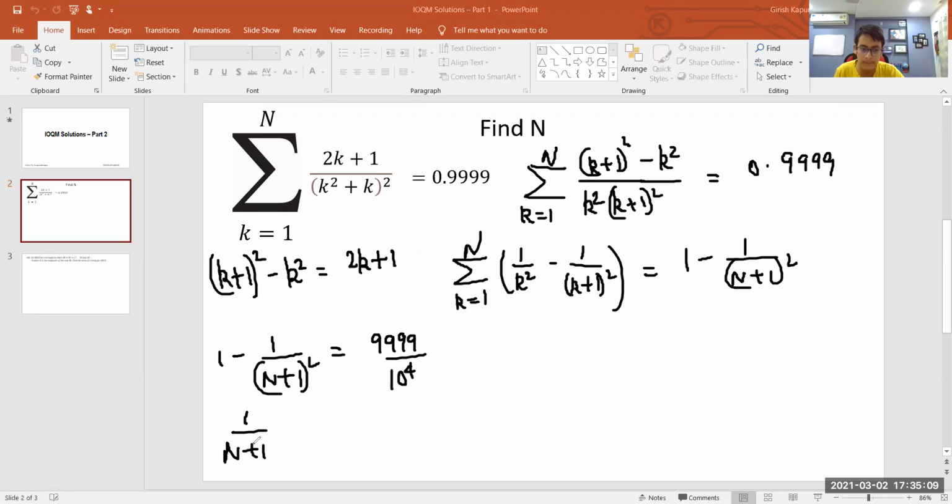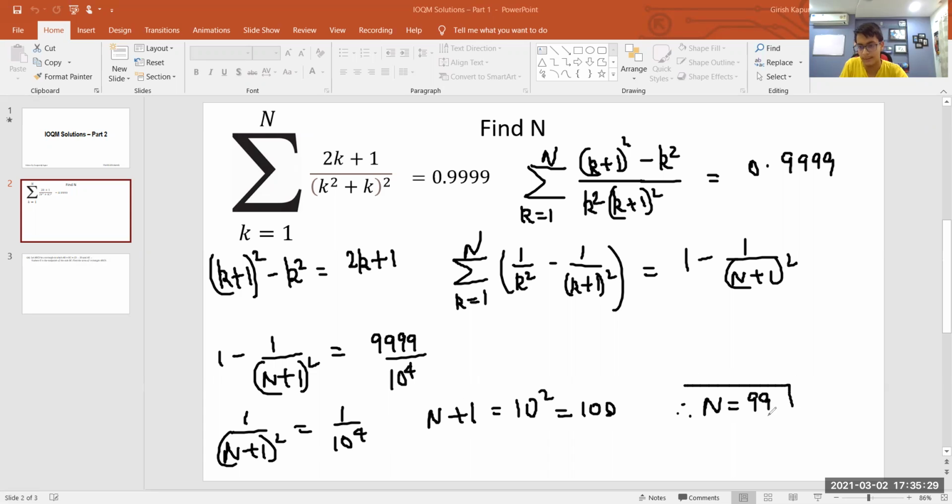Okay, and now this gives me 1 over (n plus 1) square, when I take it to the other side, I am left with 1 over 10 power 4. Now I reciprocate and square root both sides, which gives me n plus 1 is 10 square, 100. Therefore, my n value must be 99, which finishes off our first problem.